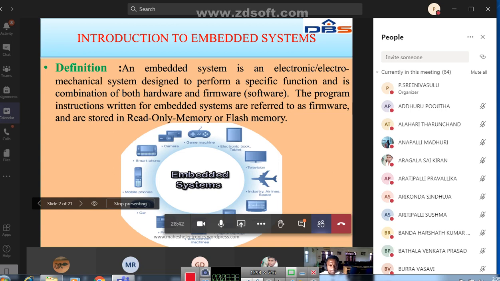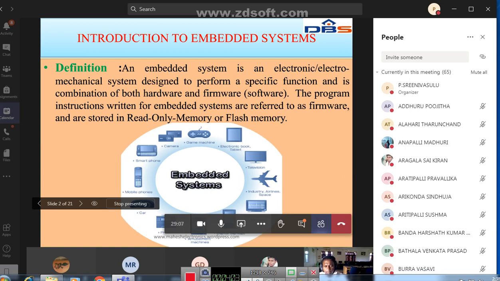In the same way, take the example of a washing machine. For a particular type of cloth, if I want to wash cotton clothes, I set it to that particular mode. All these things are written in terms of programming, and we burn that program into the memory of the microcontroller present inside the embedded system.